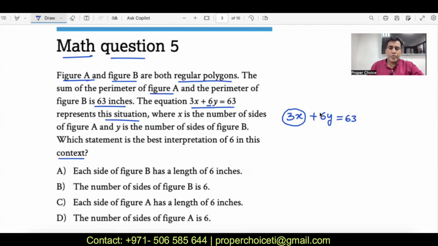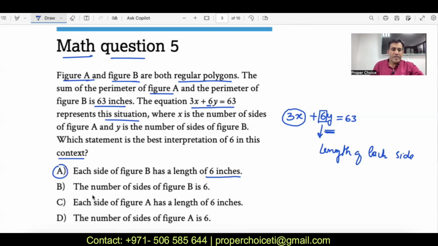Now the question asks what the meaning of the 6 is. This is basically the length of each side of figure B. So I should look for the option which talks about the length. Each side of figure B has a length of 6 inches. Yes, that makes sense. That's what I'm looking for. This 6 relates to y, which corresponds to figure B. So option A makes sense.